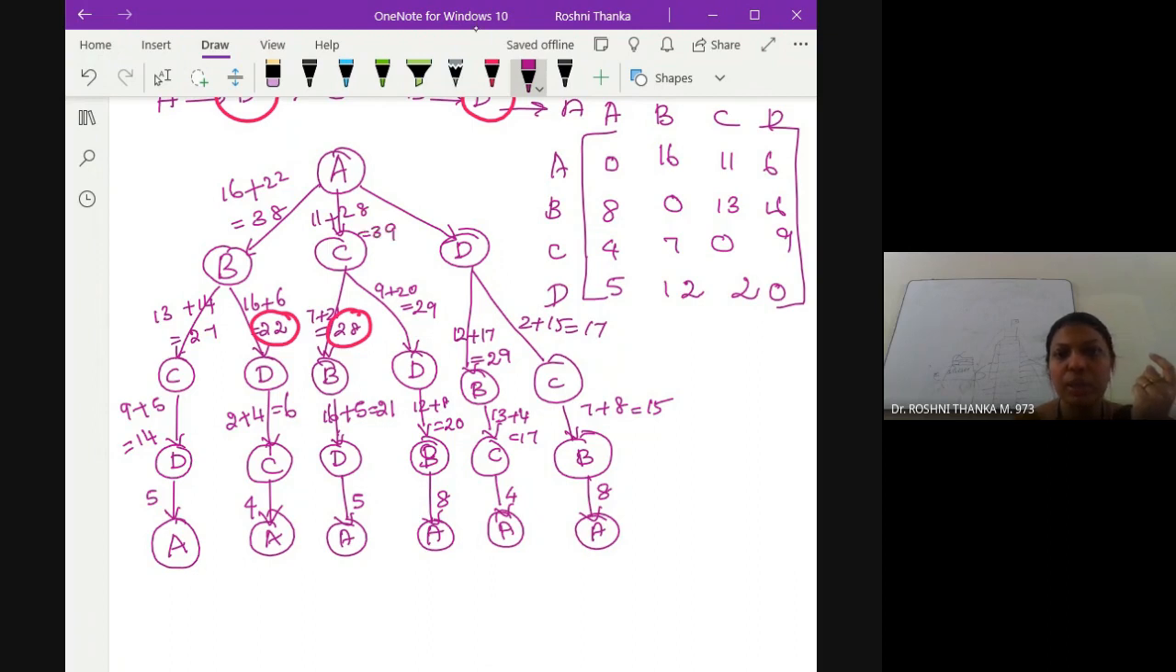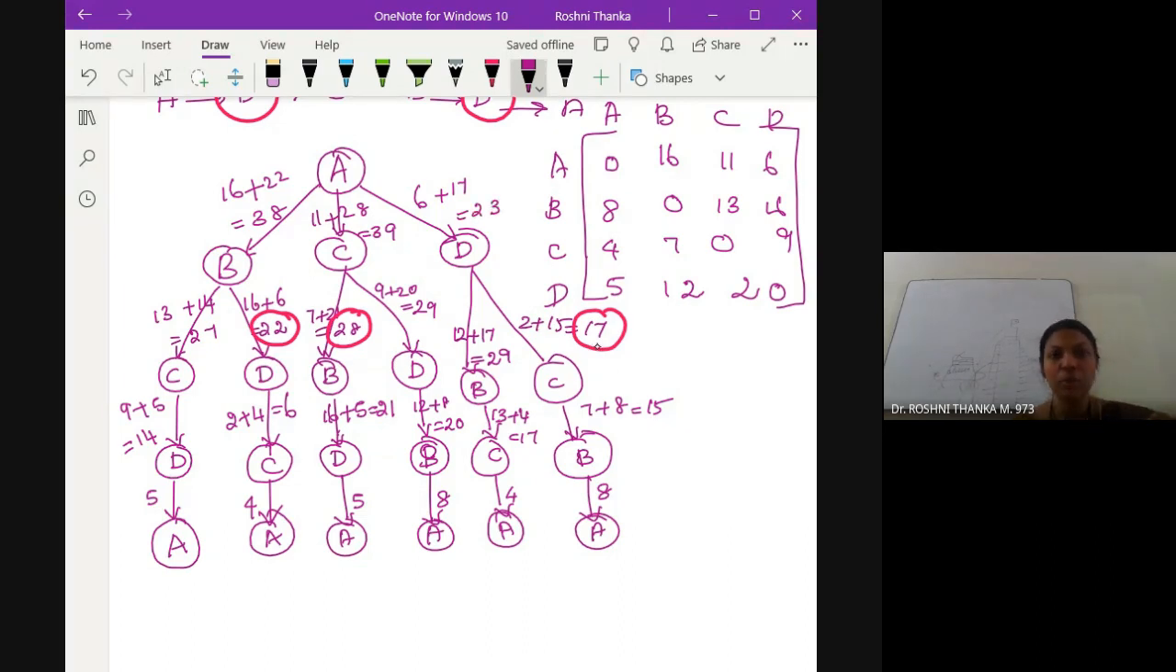Again from A to D the cost is 6. 6 plus, now we again have two paths. 29 is the cost of this path and 17 is the cost of this path. So we have to choose the minimum one. So we can choose 17. So 6 plus 17, you will get the answer 23, right?